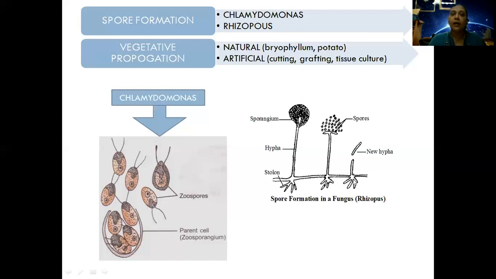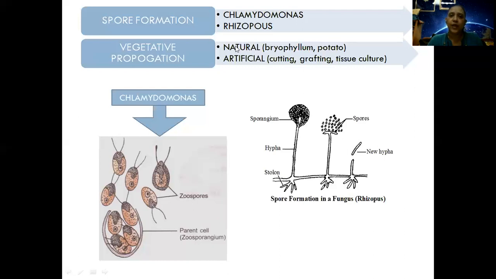Now, have you seen bread? On bread, a green-colored fungus generally grows, or sometimes it is blackish in color, and the bread gets swollen up. You can see the hyphae above it. That is nothing but Rhizopus. So that is asexual reproduction by spore formation. Clear? Now we go to the next one, vegetative propagation.